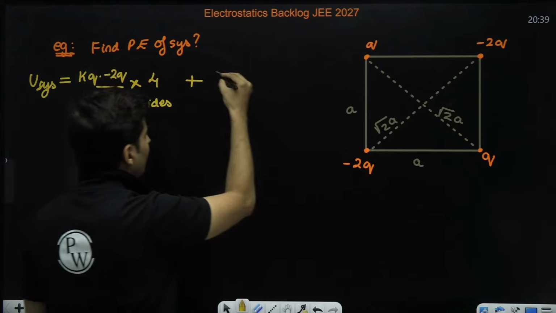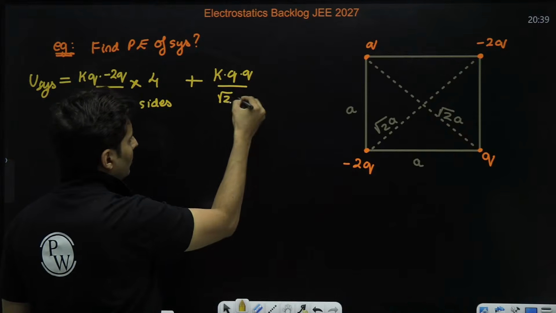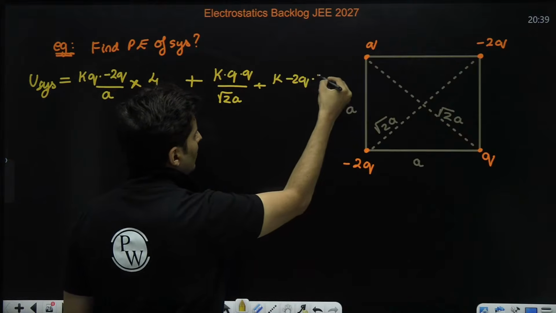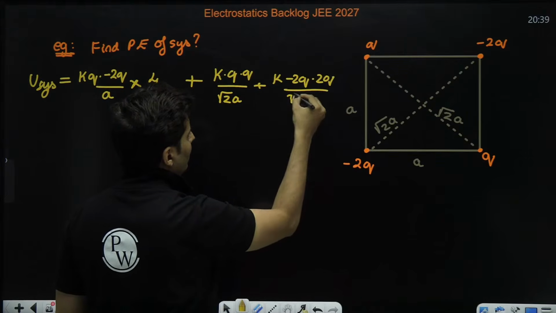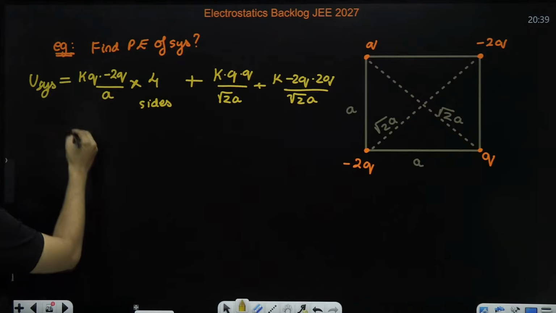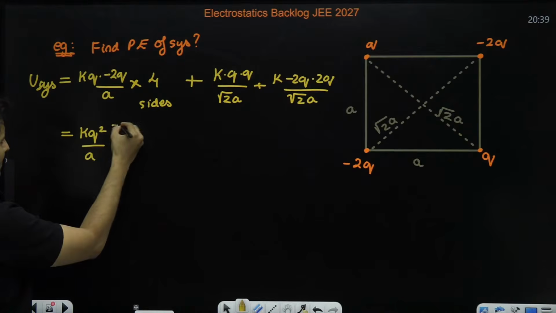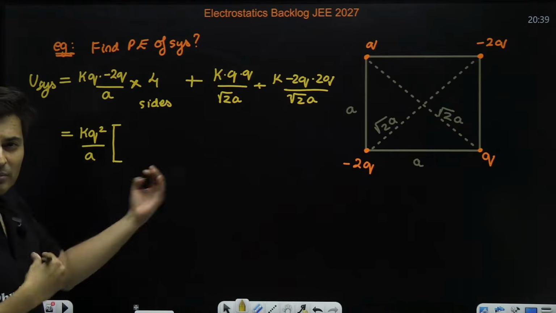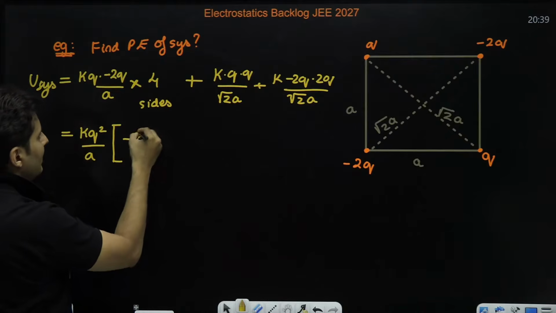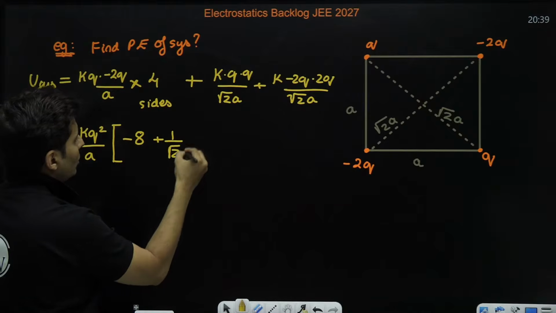Okay, fair enough. Now let's take the first diagonal, because both diagonals are different since the charges are different. So it will be K into Q into Q divided by root 2 times A, plus K into negative 2Q into negative 2Q divided by root 2 into A. Again, Q square, K and A are common, so let's take all these common terms out. KQ square by A, this is usual practice because then it becomes simple to solve.